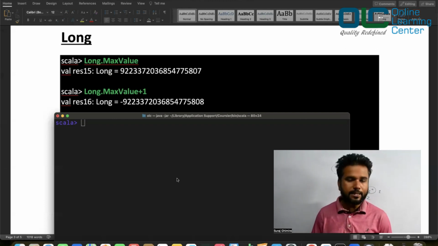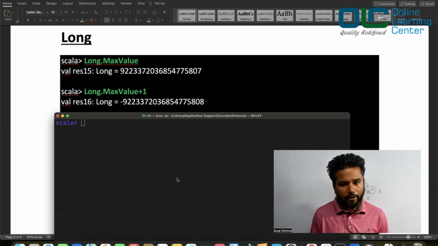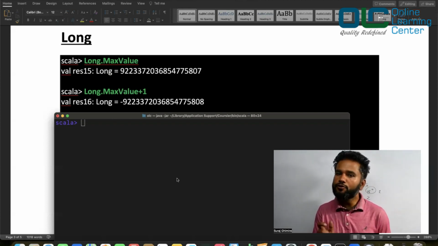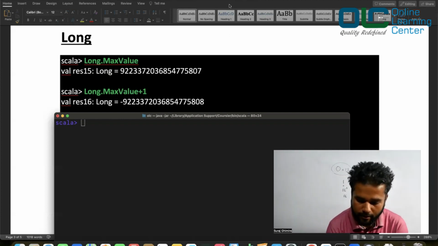Okay. Having said that, whenever you want to work with integer kind of data, by default we always go to integer. We don't use byte. Even if the range is enough, the industry standard is always to stick to integer, even if you want to store 10. Okay. All right, let's move on.